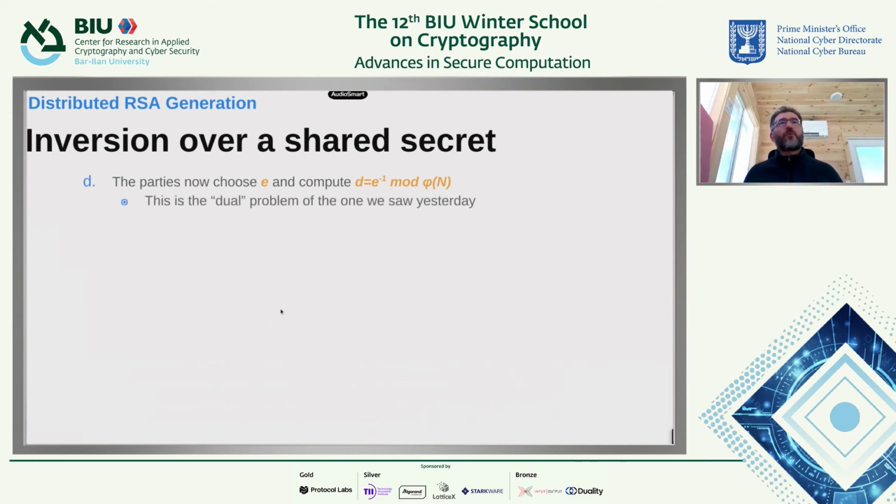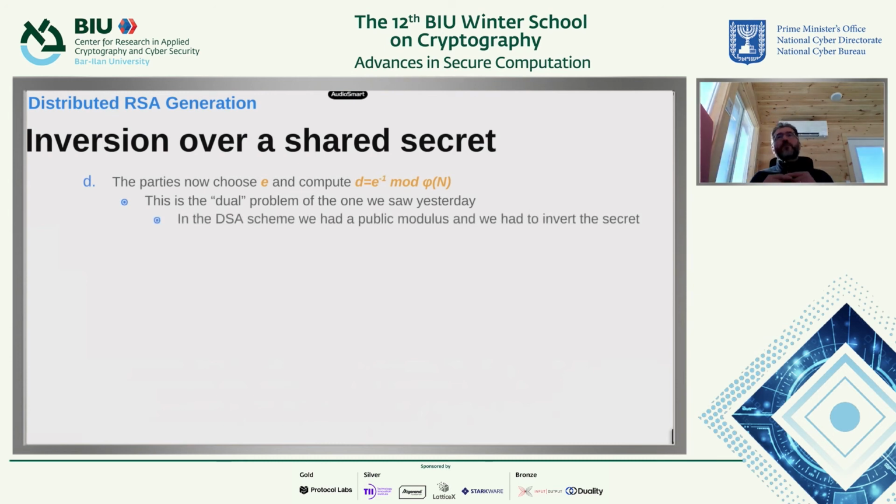So by the way, what do we want to do? We have N, we have phi of N, which is shared, and we have E, which is public. E, you can choose a prime, and so you're fine. So now we want to compute a sharing of D. This is the dual problem of the one that we saw yesterday for the case of DSA. In DSA, we had a public modulus, and we had to invert a shared secret. Here, we have a public value to invert, but modulo a secret value. Okay, so you see the difference between the two.